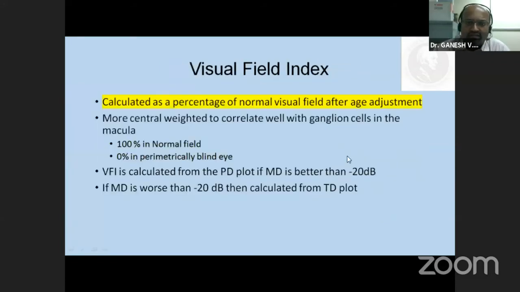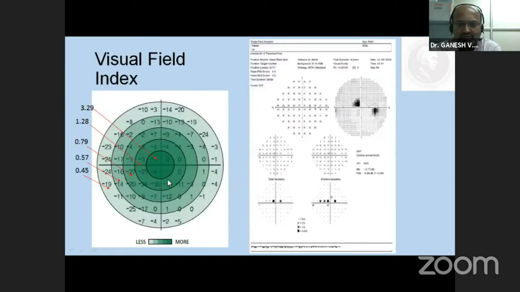So visual field index is calculated as the percentage of normal visual field after age adjustment. This is also center weighted, just like the mean deviation, and correlates with the ganglion cells in the macula. So it's 100% in a normal field and 0% in perimetric blind eyes. The visual field index is calculated from the PD plot if the mean deviation is better than -20. If the mean deviation is worse than -20, it is calculated from the total deviation plot. So this is how it is calculated.